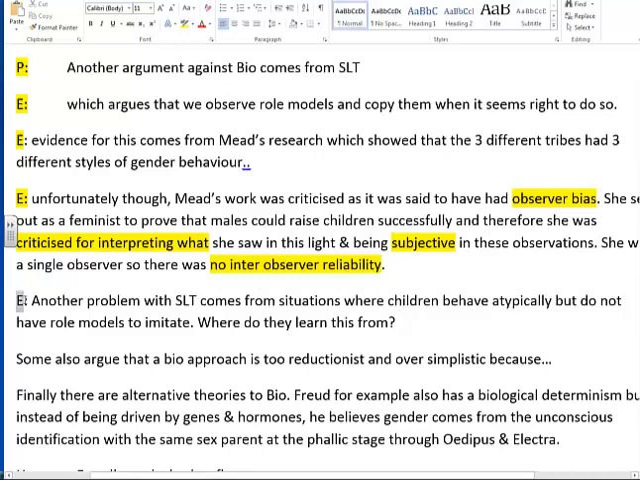Another problem from social learning theory comes from the fact that, what about kids who behave atypically, but they have parents who are very typical and stereotypical in their gender behaviour? Where on earth do they learn that from? So that's another argument. So you could bring in, if you want to, that some say that the biological approach is too reductionist. Make sure you explain it. Oversimplistic, explain it.